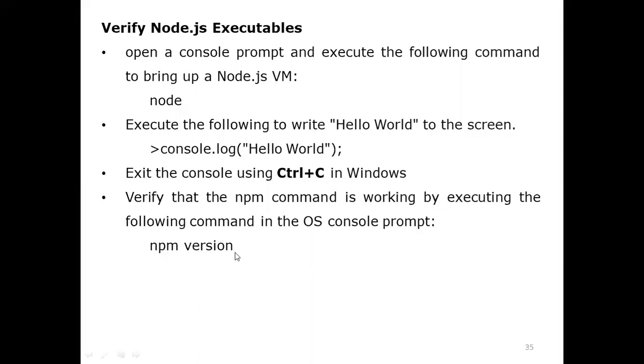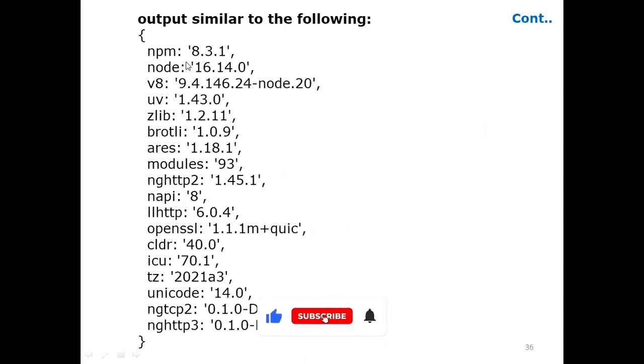So this is npm version. Run node and use console.log to check that it is executing correctly. To exit from the console, use Control D to come out from Node to the normal OS console, and type npm version. It displays the output in JSON format like this.